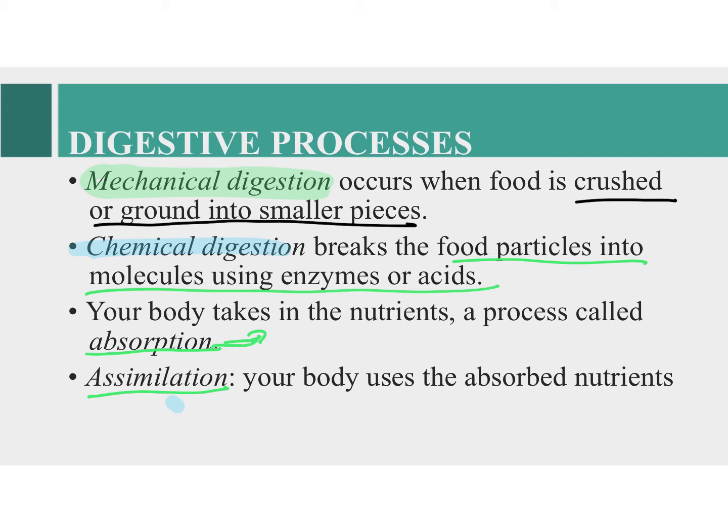So absorption is when your body takes in nutrients, okay? And assimilation is when your body uses those absorbed nutrients. So it absorbs them and then it assimilates them. It takes them in and then it uses them. So after your body has absorbed those nutrients, it uses them to power cellular respiration, which we briefly talked about in the first semester, but you'll get more into that when you get into biology, okay? Everybody got that?